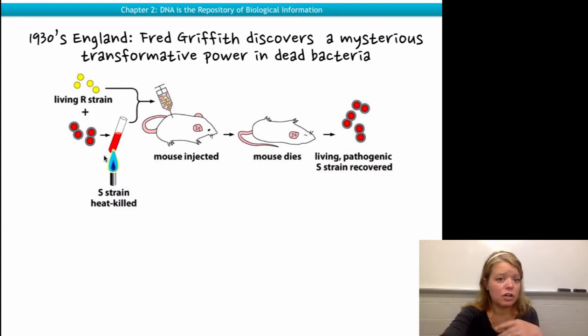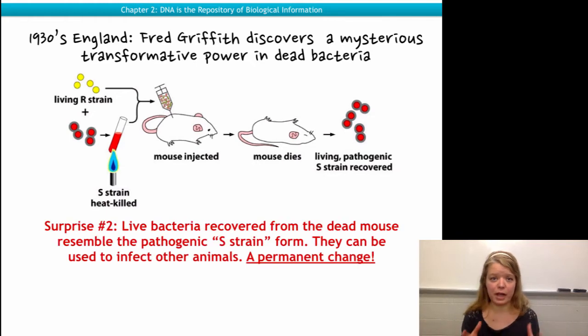And the only way the S strain made it into the whole mixture was after being completely killed off. He made a lot of tests to make sure that the injections that he gave the mouse did not actually contain a few of the red S strain. In the previous picture, it's red as well. He was able to show that indeed somehow whatever the dead husks of the S strain contained was able to change the living R bacteria. So this was surprise number two, that the live bacteria recovered from the dead mouse changed.